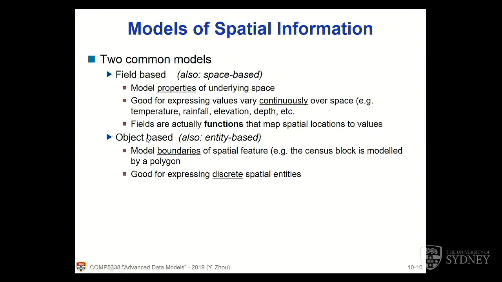And the other is the object-based model, which is the focus of this course, also called entity-based. Here we try to model the boundary of spatial features, like a census block. Within the boundary, it represents a certain type of thing, and they share a lot of properties. A census block has a name, a population, and lots of other things, and they're shared by the whole census block. It's good for expressing discrete spatial entities. So we can have a boundary, and within the boundary, they have some common properties.